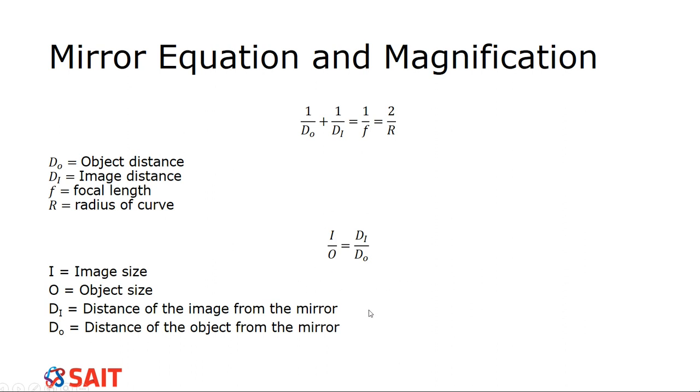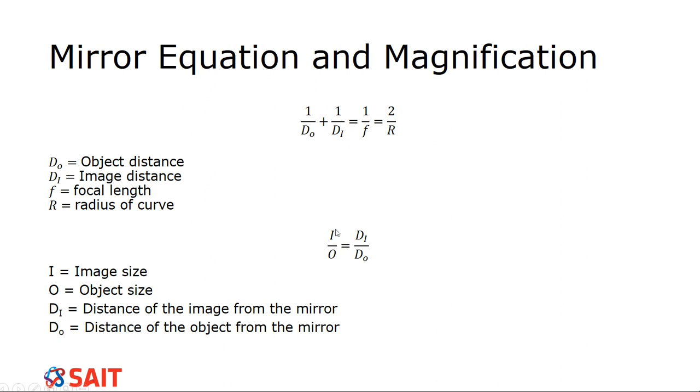Another one that we have is the magnification. This is just a simple ratio. The image size I, whether it be length or width, doesn't matter. The O represents the object size. Again, it just has to be the same as what you're measuring with the image size. And then di over do.